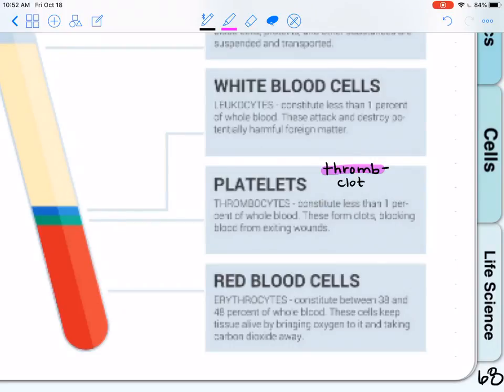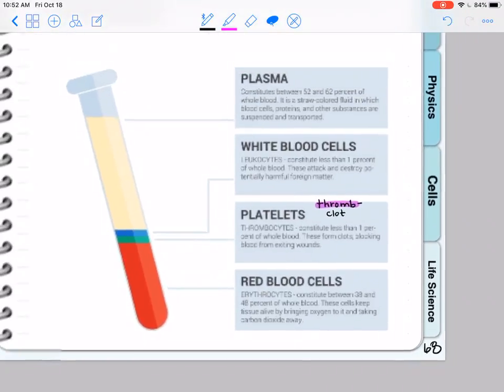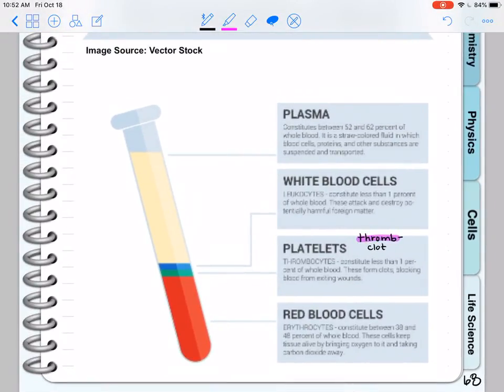Red blood cells, which are also called erythrocytes, constitute between 39 and 49% of whole blood. These cells keep tissue alive by bringing oxygen to it and taking carbon dioxide away. If you're familiar with the heart cycle, that will make a lot of sense. So if it were to ask you on the test to name the 4 parts of blood, you would say plasma, white blood cells, platelets, and red blood cells. Just giving you some background knowledge here.